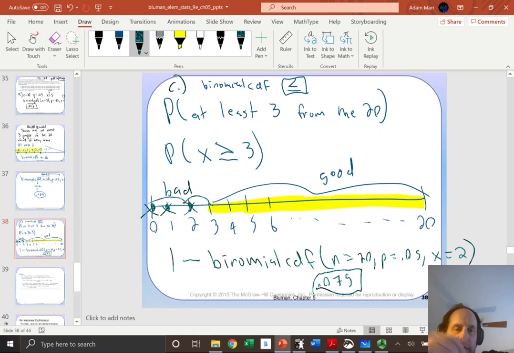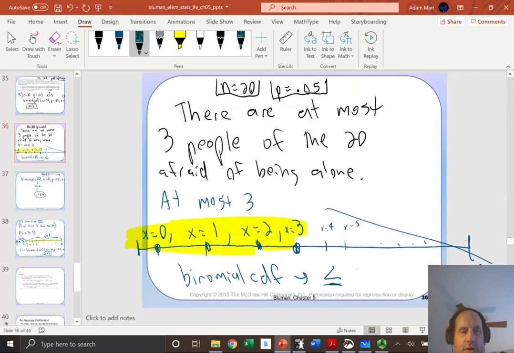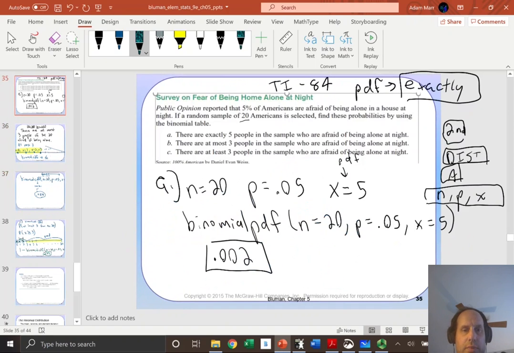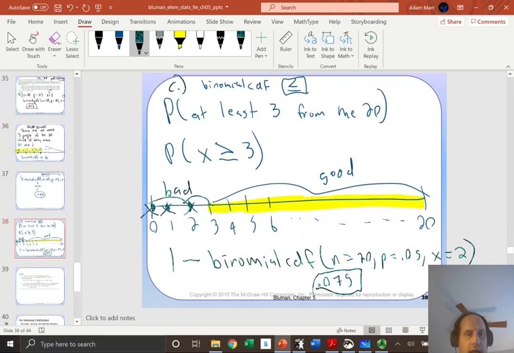Now, why are the first and third ones so small? Well, if you think about it, there was only a 5% chance that someone could be afraid of being alone at night. 5% is very small. The reason that part B, at most 3 people, has the largest probability is that 3 is a small amount out of 20, so that makes the most sense. For at least 3, that could be 3, 4, 5, 6, 7, which could be a large number, so that's going to be a smaller probability.